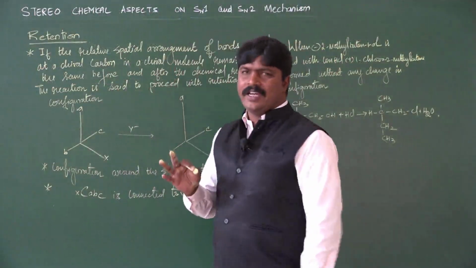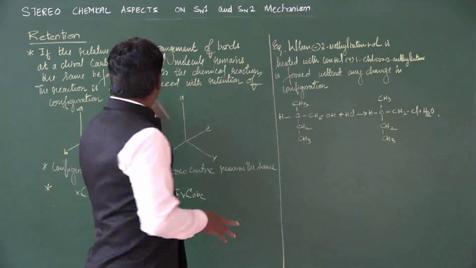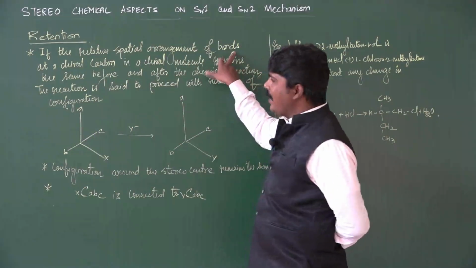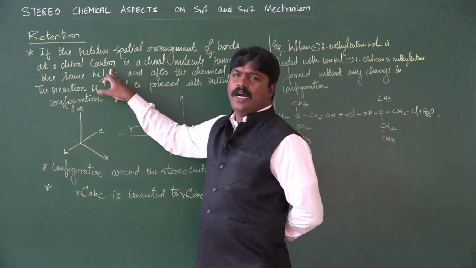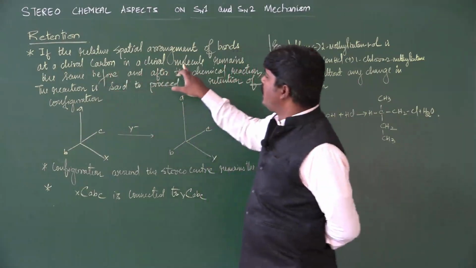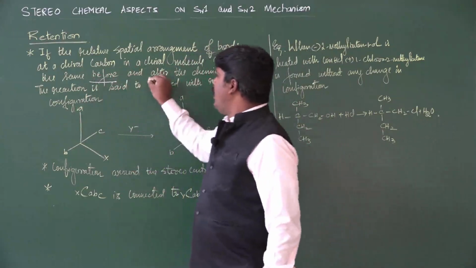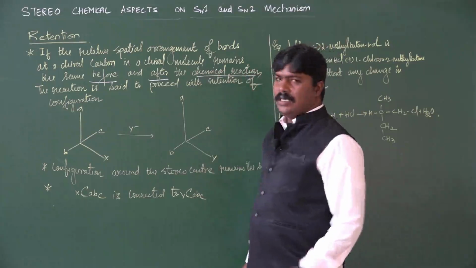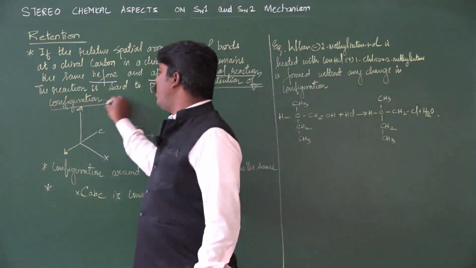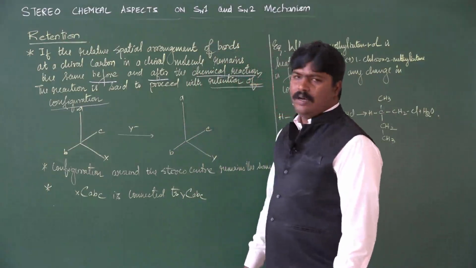What is retention? Retain, retention. See what happens here: if the relative spatial arrangement of bonds at a chiral carbon, the carbon bonded to 4 different groups, or 4 different atoms, or 4 different groups of atoms, in a chiral molecule remains the same before and after the chemical reaction, the reaction is said to proceed with retention of configuration.